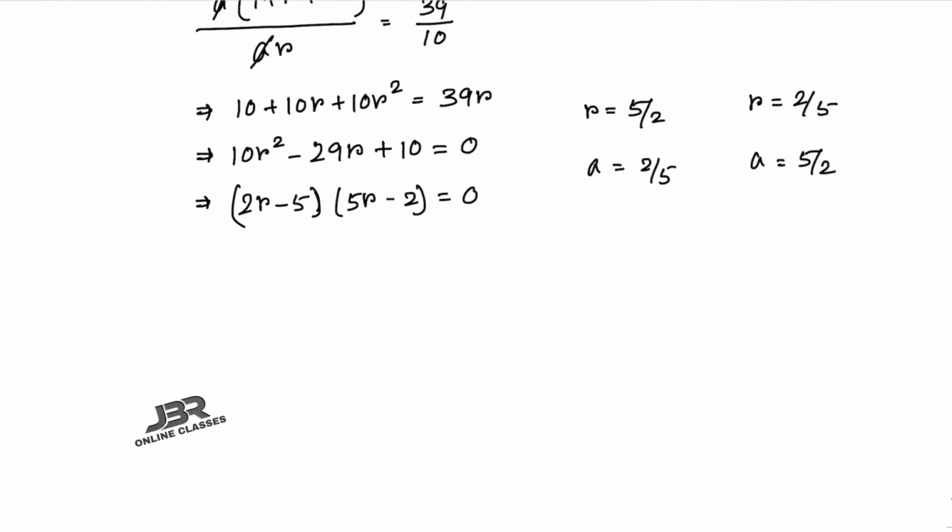So that means here the first term, when a equal to 2 by 5 and r equal to 5 by 2, so the first term is 2 by 5. Then next one, the multiplication of this one, so it will be here 1. After that 5 by 2, okay, in this way. And when a equal to 5 by 2 and r equal to 2 by 5, so it will be here 5 by 2 first term, then 1, then 2 by 5, then dot dot dot. Okay, clear?